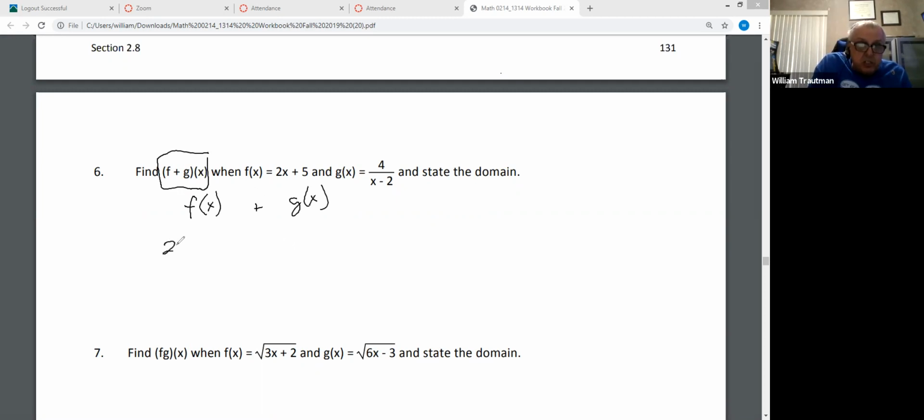F is 2x plus 5. We're going to do this separately. G is 4 over x minus 2. And by the way, since there's nothing in front of the 2x plus 5, you actually don't need the parentheses there because you're distributing a 1 and nothing changes.